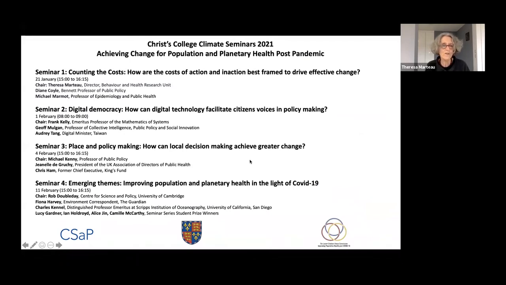The four seminars, the first one today, we're going to be looking at how to frame action and inaction to see the extent to which that can increase the likelihood that effective action will be implemented. The second seminar is going to be focusing much more on public participation. And the third one, looking at the importance of place in achieving change.